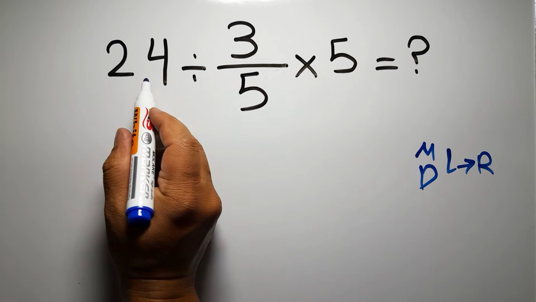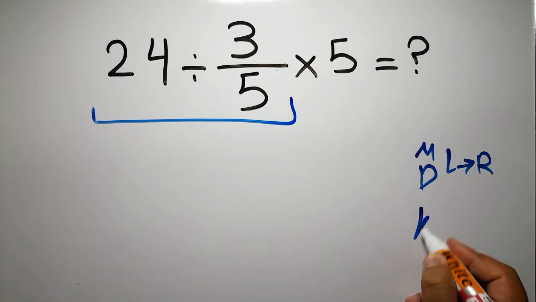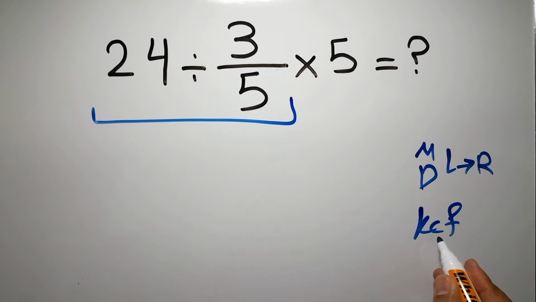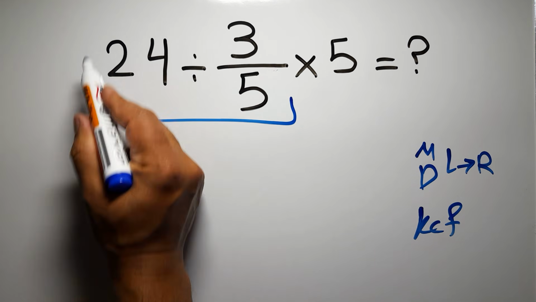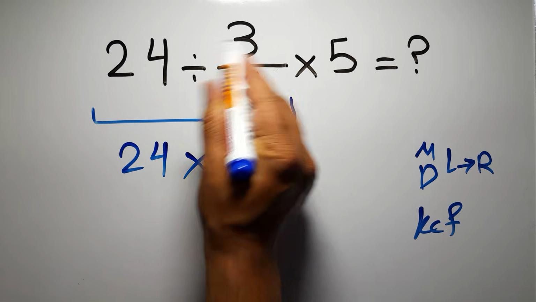So first, 24 divided by 3 over 5. According to the KCF rule, K stands for keep, C stands for change, and F stands for flip. We can write: keep the first fraction, change division to multiplication, and flip the second fraction.